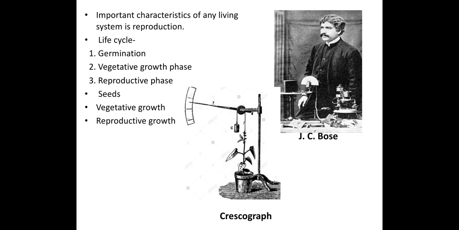When reproductive growth begins, the growing region shows a change over from vegetative growth to reproductive growth, and the formation of a bud takes place, which later on converts into the flower bud, and the flower is the main reproductive organ present in the plant.